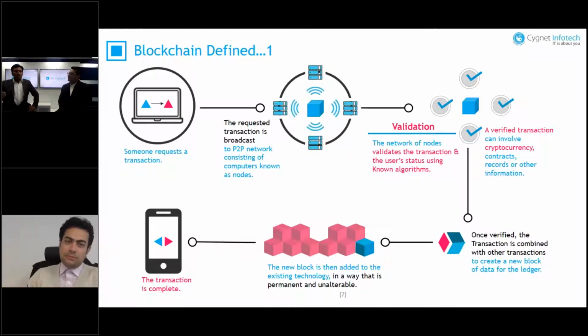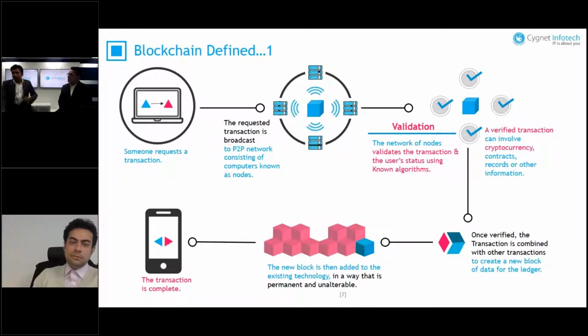There is validation that takes place. There is a consensus algorithm which makes sure that all the transactions pulled into the network so far get verified, and then those transactions get combined, and that forms a block, and that gets added to the blockchain. This is how a long chain of blocks takes place, and the transaction becomes complete.